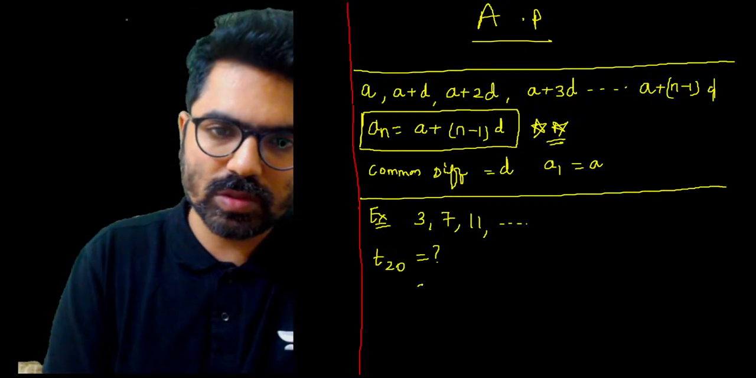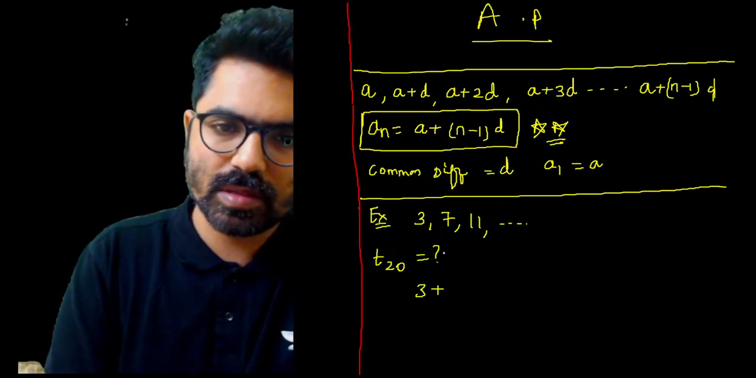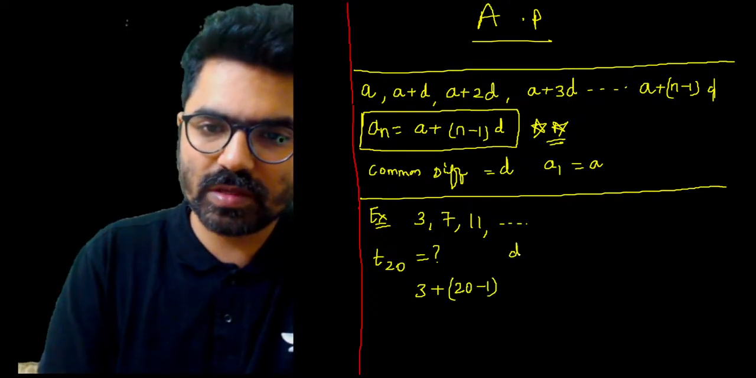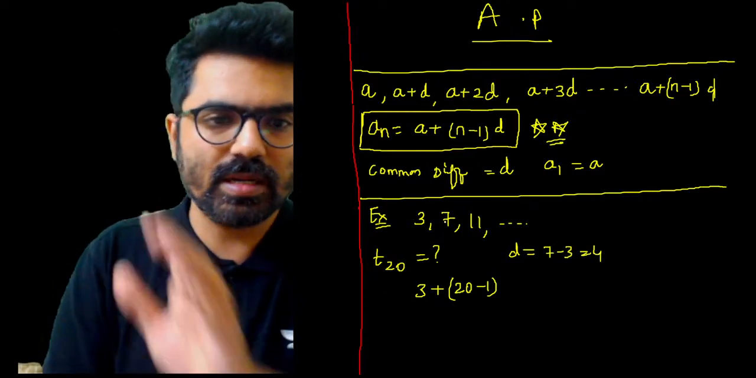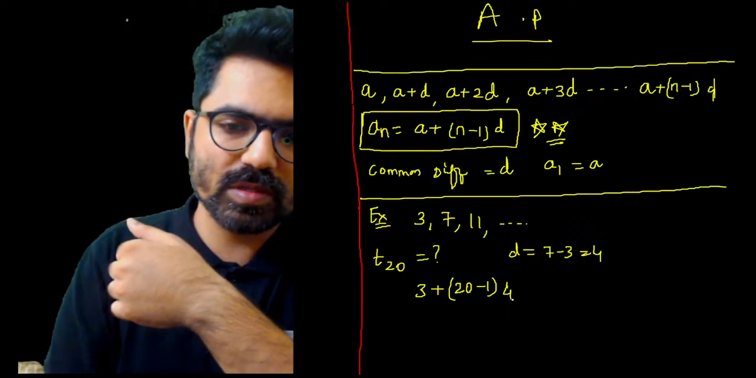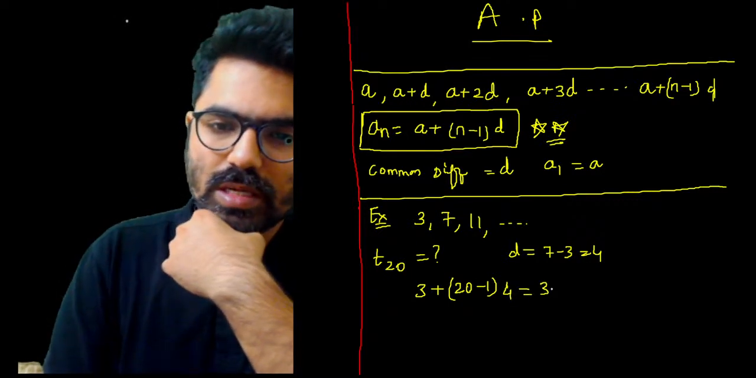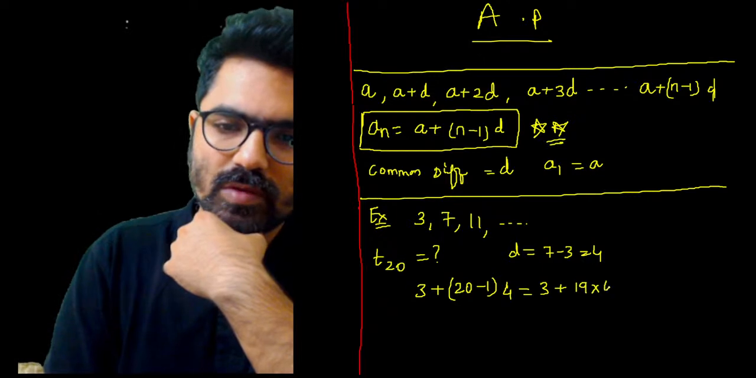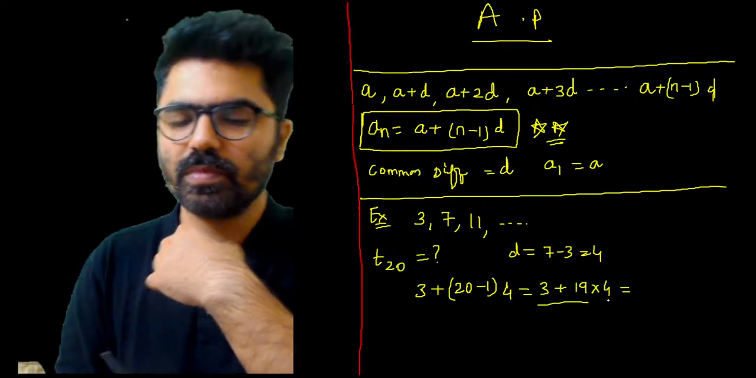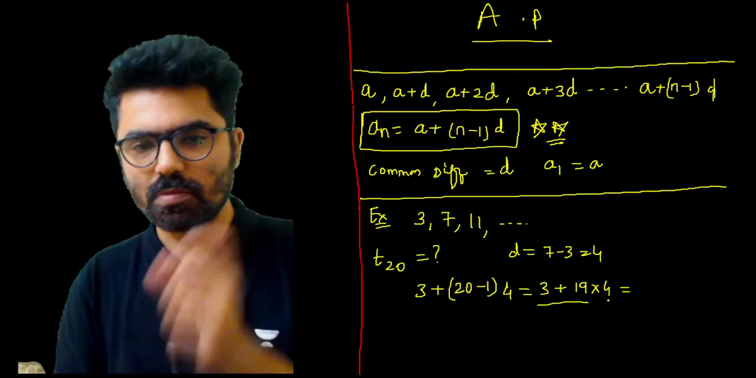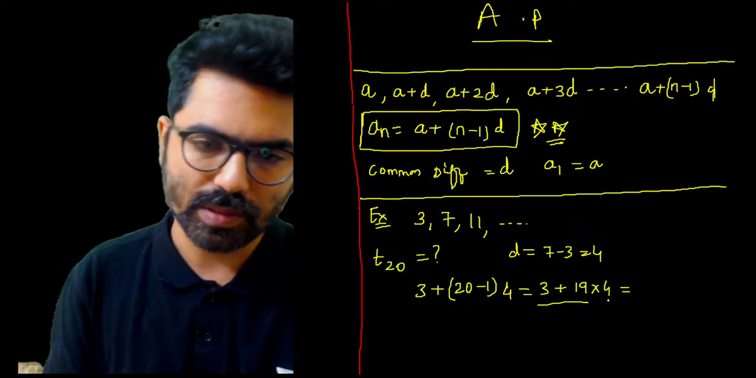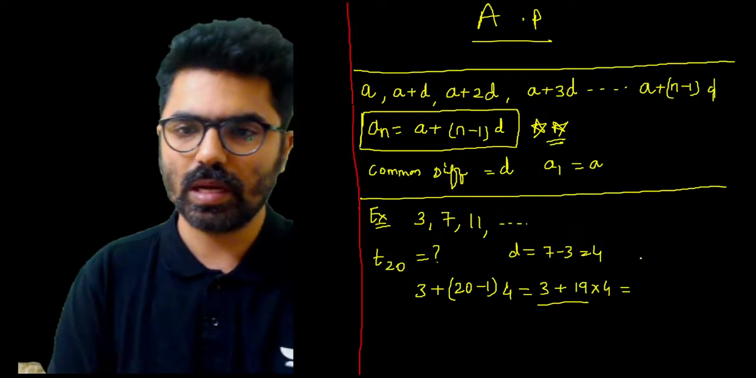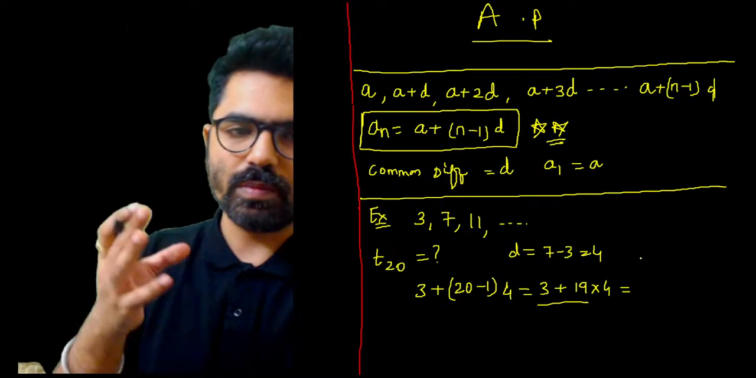We have to find the 20th term, so just write the first term as 3, then 20 minus 1 into D. Now what is the common difference in this case? We can observe that 7 minus 3 is 4. Second term minus first term is the common difference, 4. If you solve this, you get 3 plus 19 into 4. Whatever value we get here is the 20th term of this AP. I hope you're getting this and we are able to use this formula.